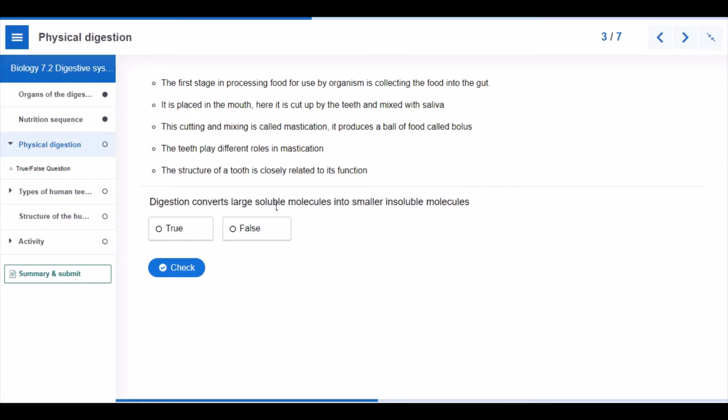Now we have a quick question. Digestion converts large soluble molecules into smaller insoluble molecules. True or false? That'll be false. The proper construction should be digestion converts large insoluble molecules into smaller soluble molecules.